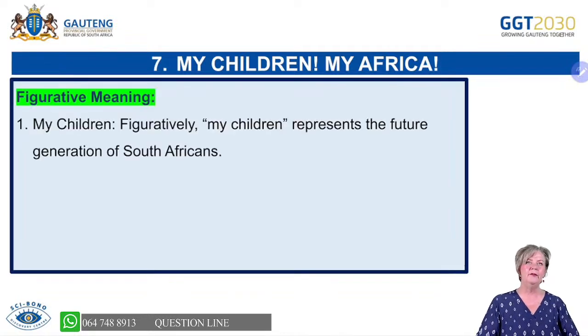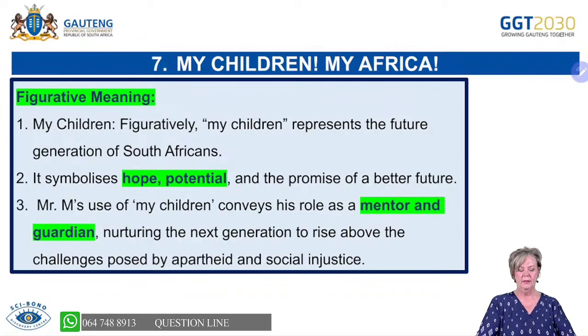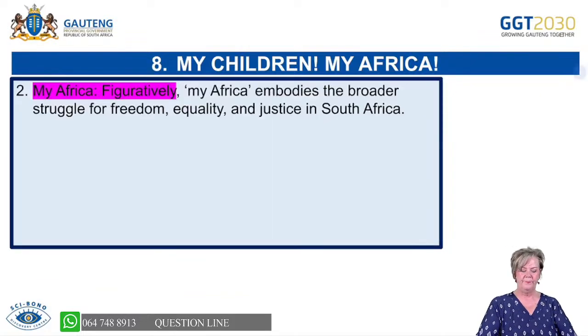Let's take a look at the figurative meaning. Now, My Children, figuratively, represents the future generations of South Africans. It symbolizes hope, potential, and the promise of a better future. Mr. M's use of My Children conveys his role as a mentor and guardian, nurturing the next generation to rise above the challenges posed by apartheid and social injustice.